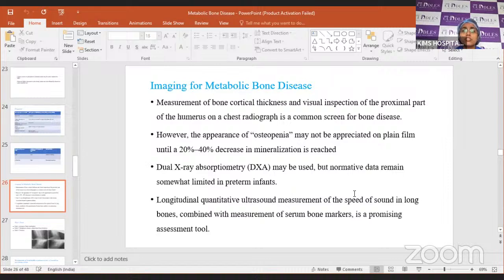Next, imaging for metabolic bone disease. Measurement of the bone cortical thickness and visual inspection of the proximal part of the humerus on chest radiograph is a common screen for bone disease. However, the appearance of osteopenia may not be appreciated on the film until a 20% to 40% decrease in mineralization. Another is, as we have discussed, dual X-ray absorptiometry. Another is longitudinal quantitative ultrasound measurement of the speed of sound in the long bones, combined with the measurement of serum bone markers, which is a promising assessment tool.